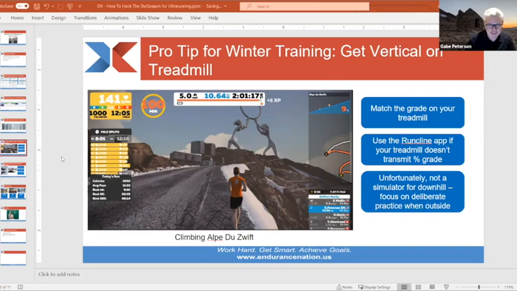I think Zwift running is actually free. You don't even have to have the paid account to use the running. At least that's the way it used to be. So, cool option. Get your vertical in on the treadmill, at least the up, and then when you're outside, really make sure you focus on the descending.